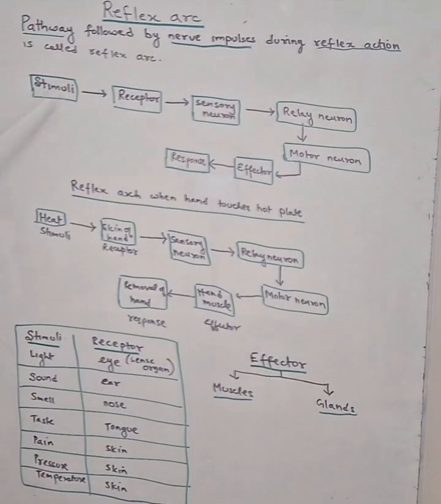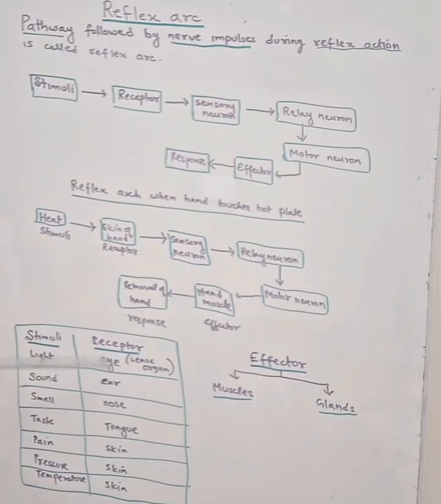Now let us understand what can be stimuli. Stimuli can be light, sound, smell, taste, pain, pressure, temperature. The receptor will change according to the stimulus. Suppose the stimulus is light, then the receptor will be the eye. If the stimulus is sound, the receptor will be the ear. If the stimulus is smell, the receptor will be the nose. If the stimulus is taste, the receptor is the tongue. If the stimulus is pain, the receptor is the skin. Stimulus is pressure, receptor is skin. Stimulus is temperature, receptor is skin. So these are the common stimuli and the receptors receiving them.